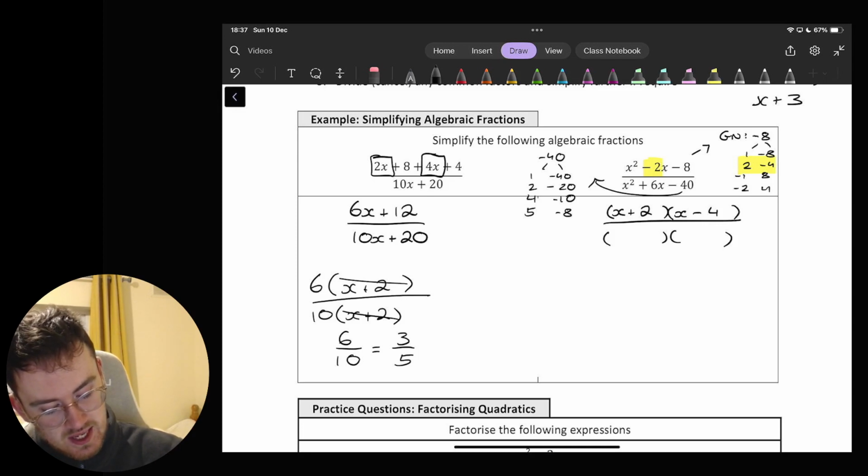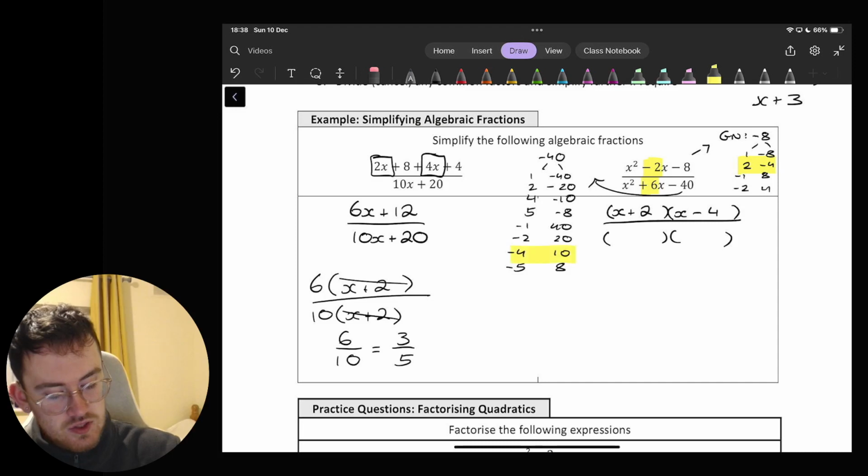Okay, and am I missing any there? No, I'm not, but I need to continue on. So minus 1 and 40, minus 2 and 20, minus 4 and 10, minus 5 and 8. And again, I want to get a plus 6 in the middle here, so it's going to be the minus 4 and plus 10. So x minus 4 and x plus 10.